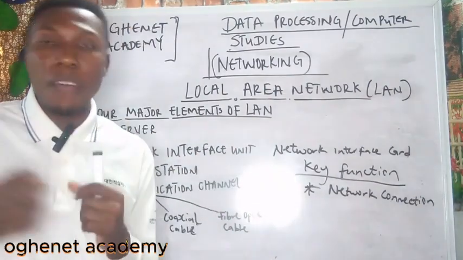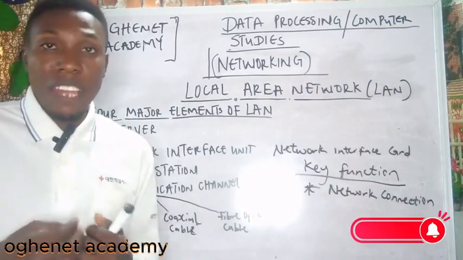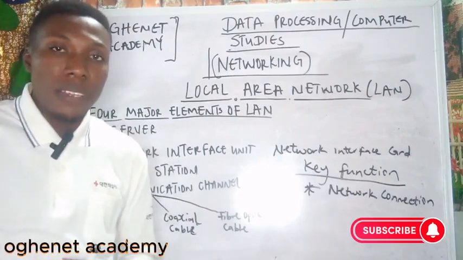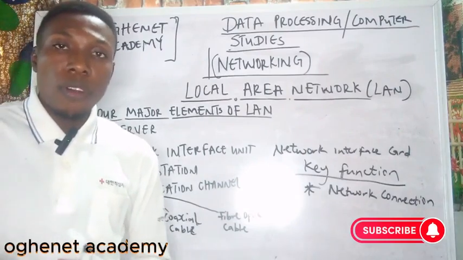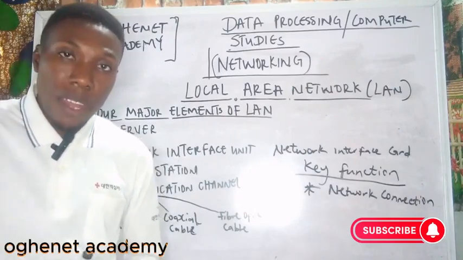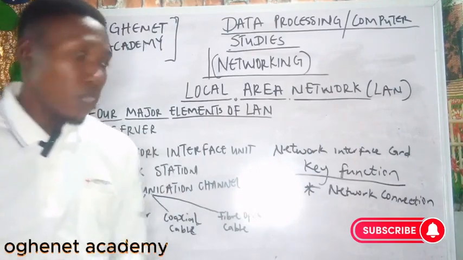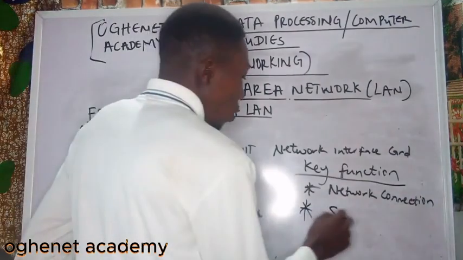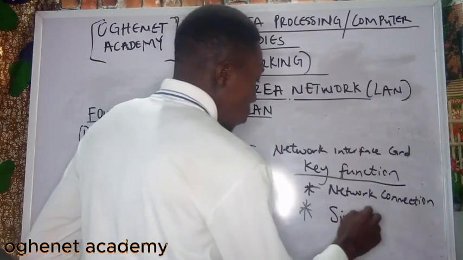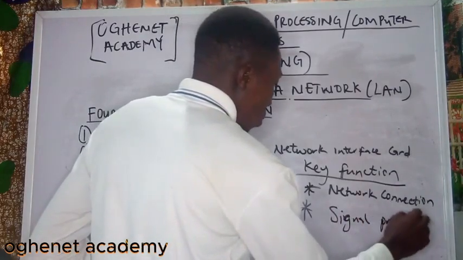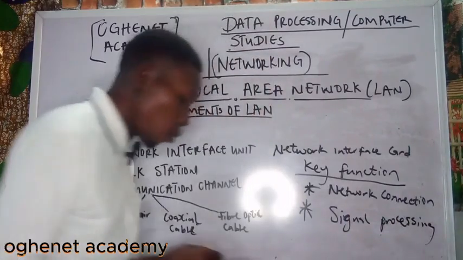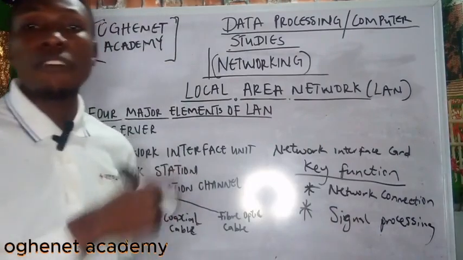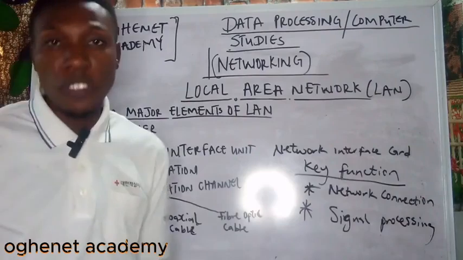It is that physical point of connection. It is that point whereby the data can be transferred from the workstation, or rather from the server to the workstation, and vice versa. Another thing is signal processing. This is another function of the network interface unit, signal processing.